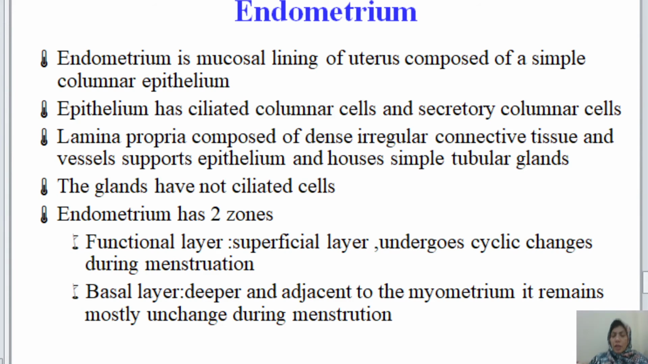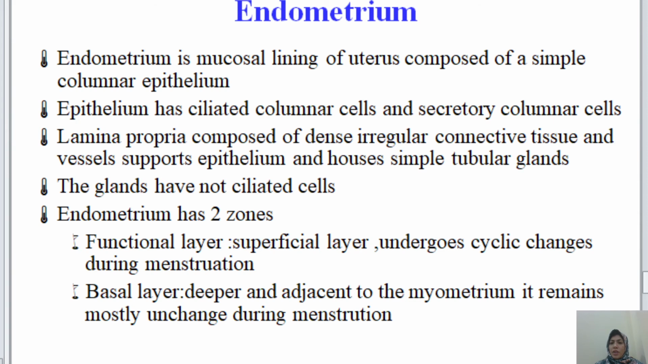The endometrium, or we can say the mucosa, is the mucosal lining of the uterus composed of a simple columnar epithelium. It has ciliated columnar cells and secretory columnar cells. The lamina propria is composed of dense irregular connective tissue and vessels that support the epithelium and house simple tubular glands, and the glands have non-ciliated cells. The endometrium, as I said, has two layers: functional and basal layers.